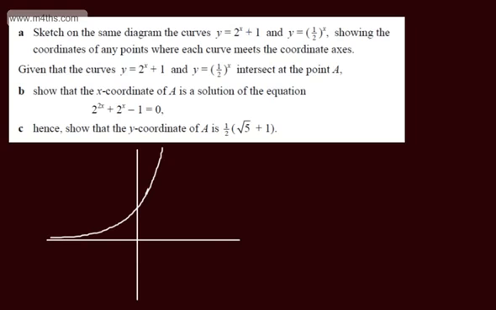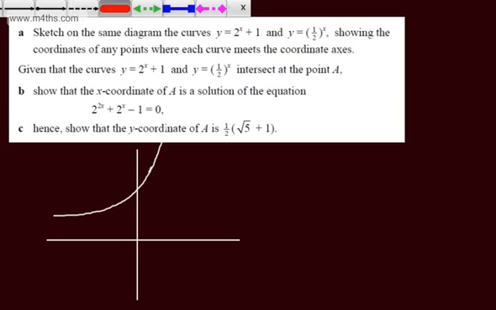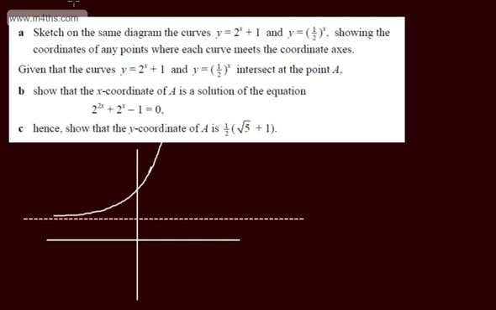This is just now a vertical translation of 1 unit. So we pick the curve up and move it up by 1 unit. We're not asked to show the asymptote, but I'm going to do it for completeness, and that will be the line y is equal to 1. So we've got y is equal to 1, and then we've got this point right here, and that will be 0, 2. So y is equal to 2 to the x plus 1.